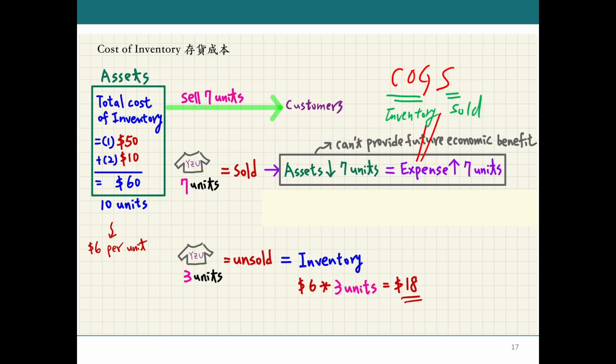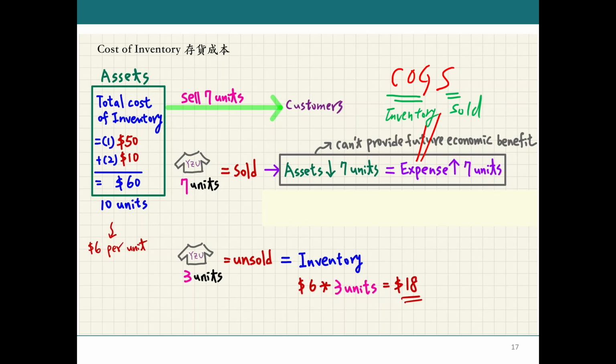Only factories, 工厂, care about quantities, units. But for finance and accounting, we care about money more. So you have to make it become dollars, okay? So we just get the cost of inventory, 存货成本, how much?